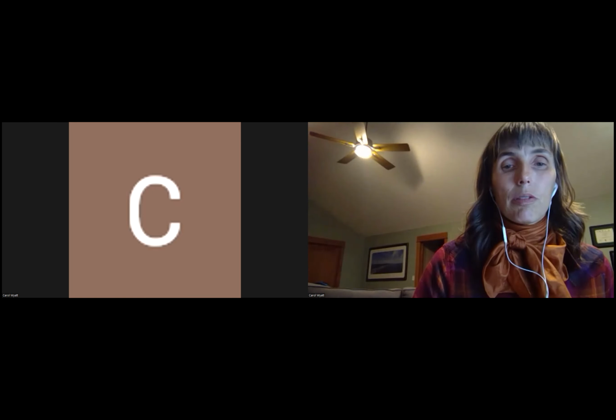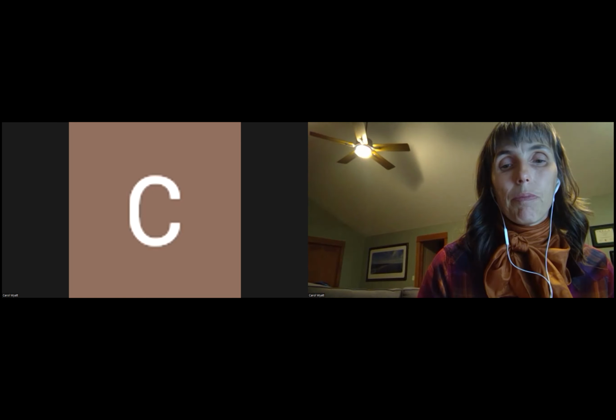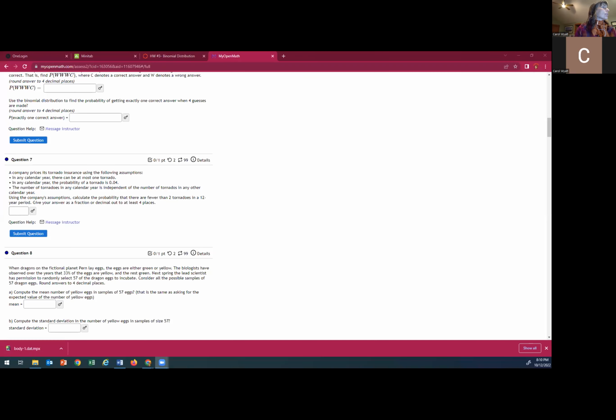Using the company's assumptions, calculate the probability there are fewer than 2 tornadoes in a 12-year period. Give your answer as a fraction to 4 decimal places. So fewer than 2, that's 0 or 1 tornado, right? We've got a 4% chance of there being a tornado, and this is a 12-year period.